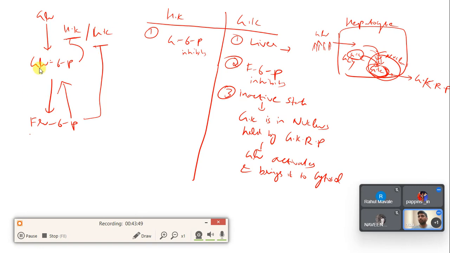Okay. Now, only this much was there. These are the main important differences between glucokinase and hexokinase. Now this glucose 6 phosphate is converted into fructose 6 phosphate. And what is the enzyme involved in this?